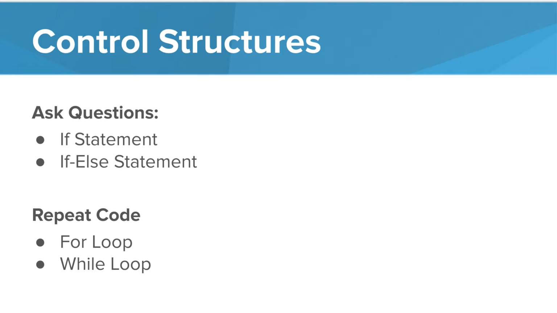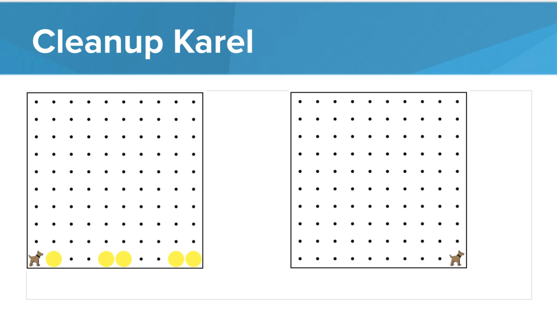And there are two that let us repeat code, the for loop, which lets us repeat code a fixed number of times, or the while loop, which lets us repeat code as long as some condition is true. These are known as control structures because they direct the control flow of the program. Let's look at an example of how we can use these.